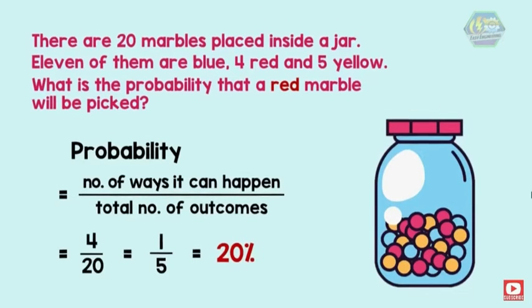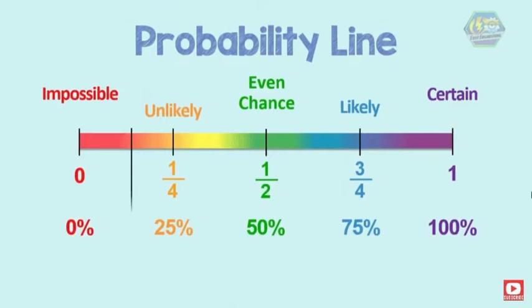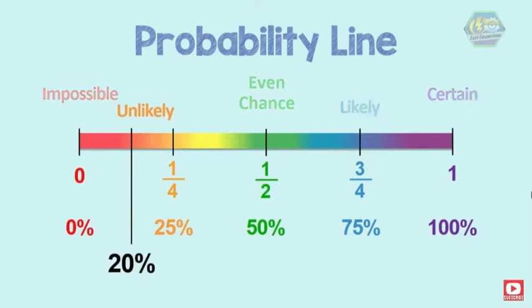So, it's right here in the probability line. That means it is unlikely, and that makes sense since it would be less likely to pull a red marble than another marble.